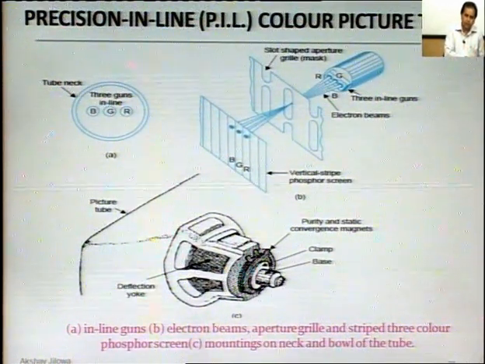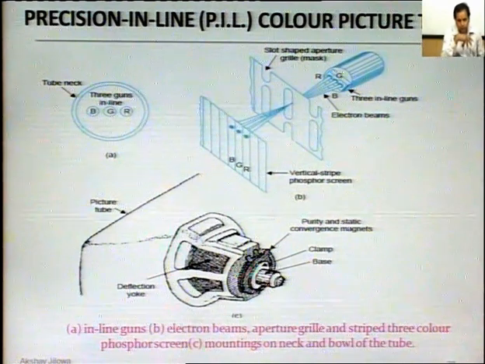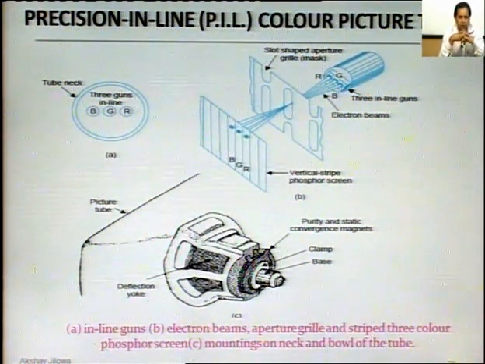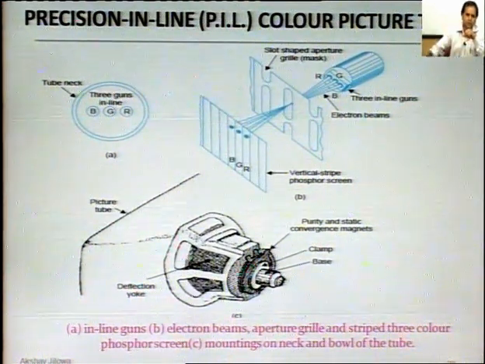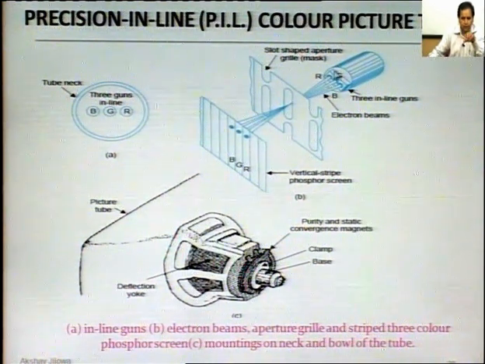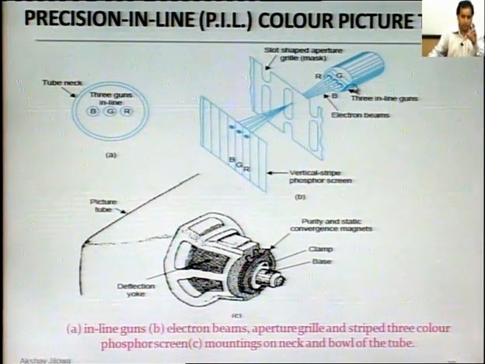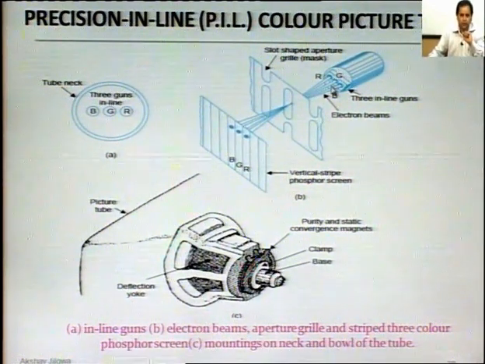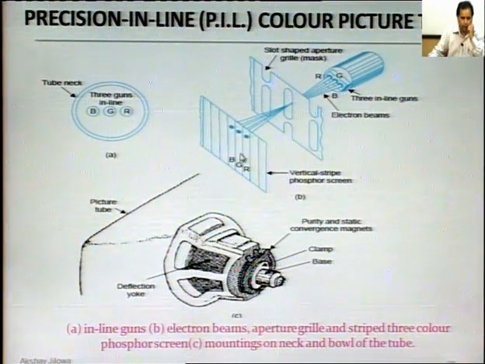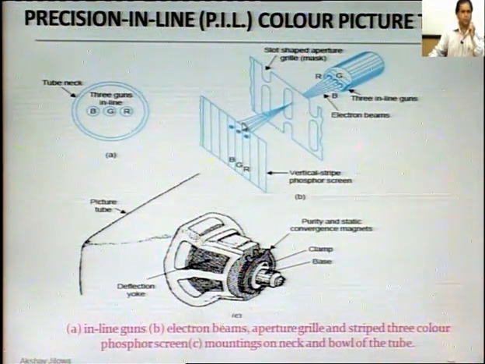To overcome these difficulties, another picture tube was developed, called the PIL, or precision in line picture tube. In this, the three electron guns are positioned parallel to each other. These are in line, which is why it is named precision in line. Similarly, here we can see there are three phosphorus coating spots, parallel to each other. They are also in line.